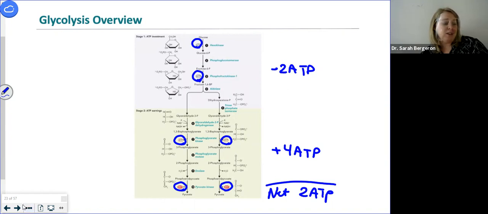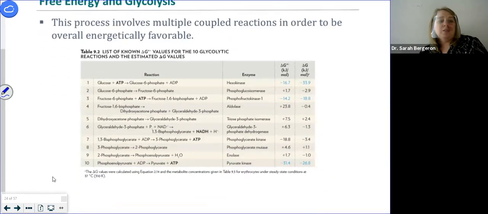Okay, so let's look at these individually. So when we look at these reactions, remember we need reactions to have a negative delta G value, right? So when you're looking at this, can you see that there are 3 different reactions that are highlighted? Why are those 3 reactions highlighted?